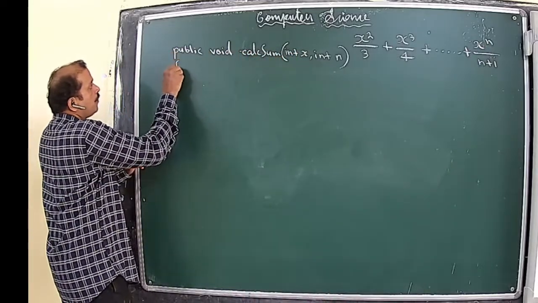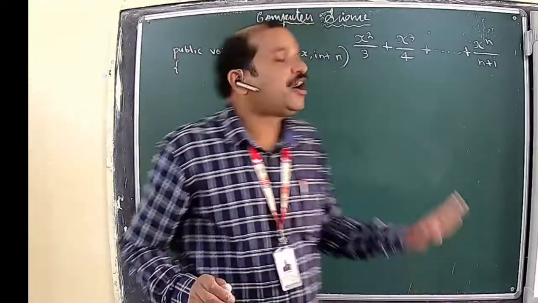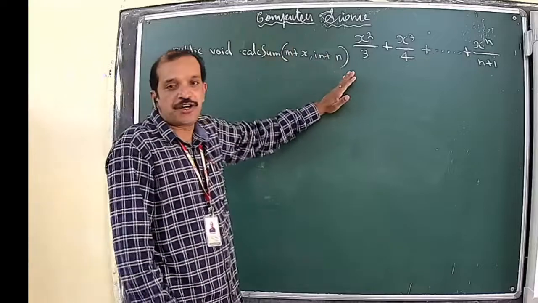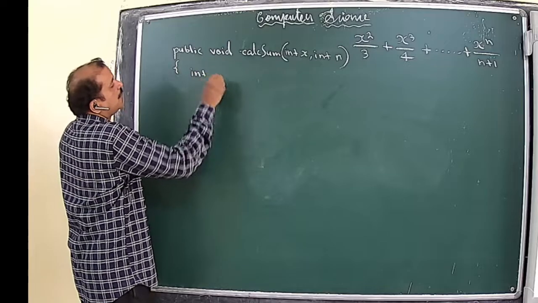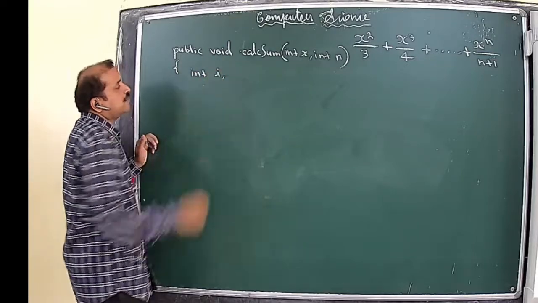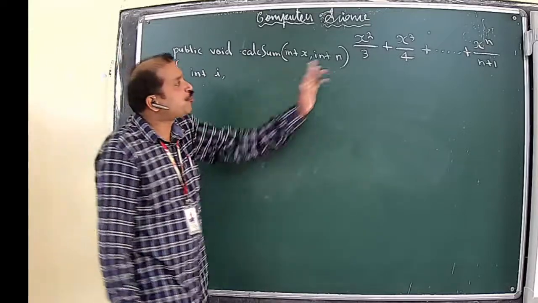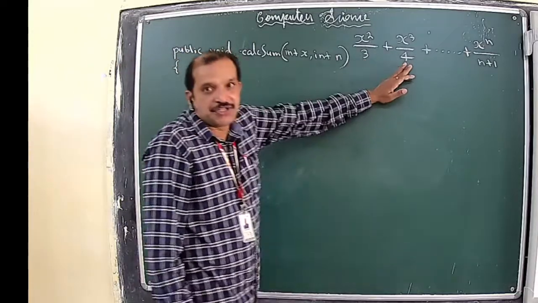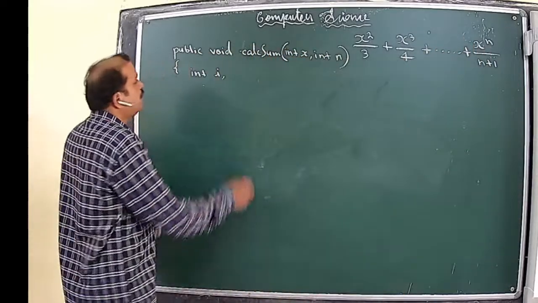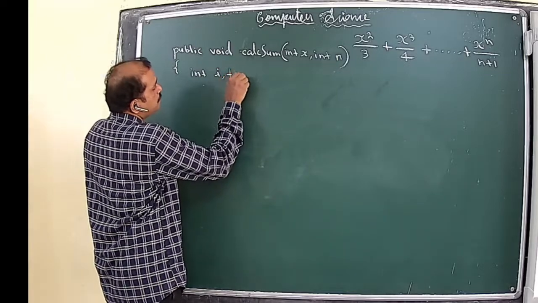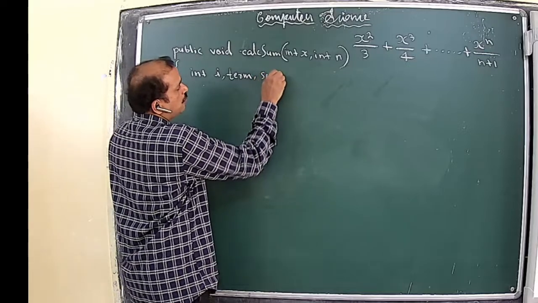Now we need to use some local variables for solving this problem. The first local variable is a loop control variable, integer I. Another local variable we will use to store the value of each term. There are n number of terms here, so for each term we will create another variable to store the value, and another variable to store the total sum.